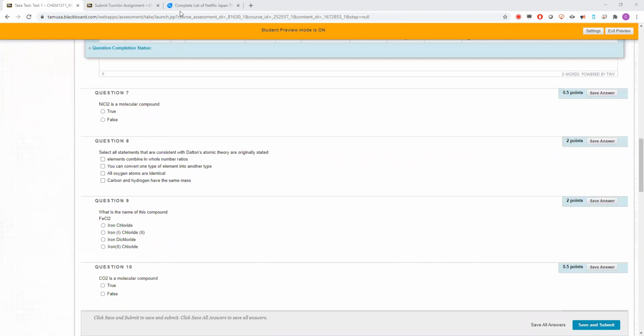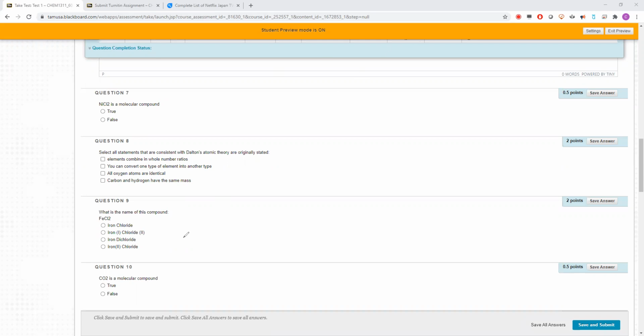Select all statements that are consistent with Dalton's atomic theory. So elements combine in whole number ratios. Yep. You can convert one type of element to another. Nope, that is alchemy. All oxygen atoms are identical. Yep. Carbon and hydrogen have the same mass. They certainly do not. So that is the 2 answers there.